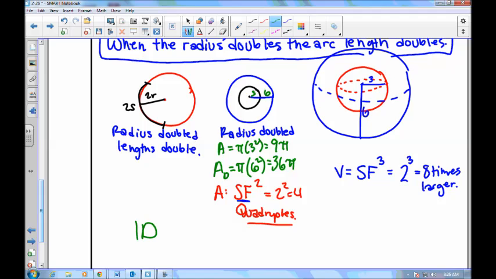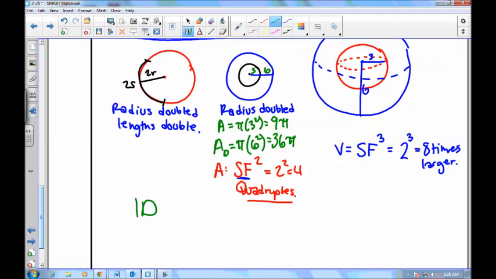If the radius doubles, the lengths double. The area is in 2 dimensions. If the radius doubles, the area does not double, it actually quadruples. It becomes 2 squared. And volume is in 3 dimensions. If the radius doubles, the volume doesn't double, it becomes 2 to the 3rd power, so that would be 8 times larger.